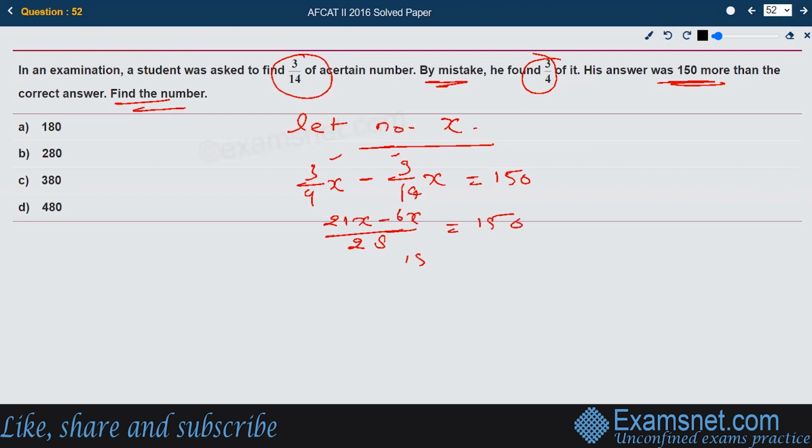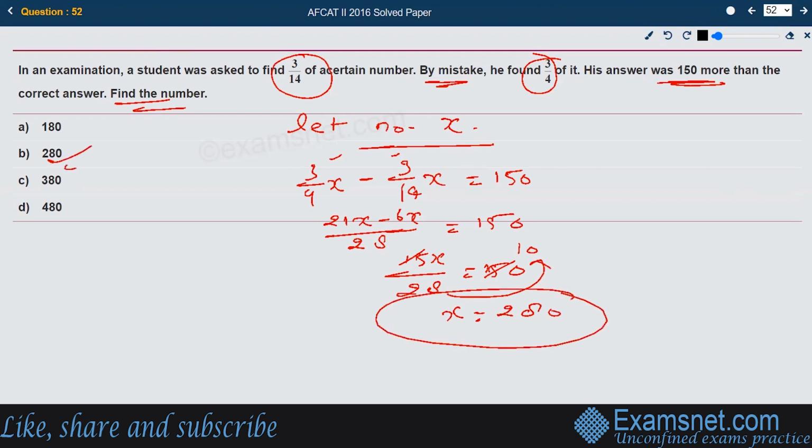This is 15x over 28 is equal to 150. We can cut this 15 with 150 directly, that is 10. So x comes out to be 28 into 10, that is 280. It is the right answer, the right number, option number B.